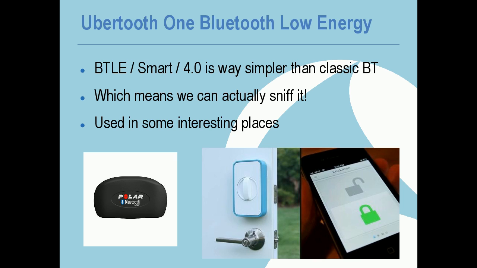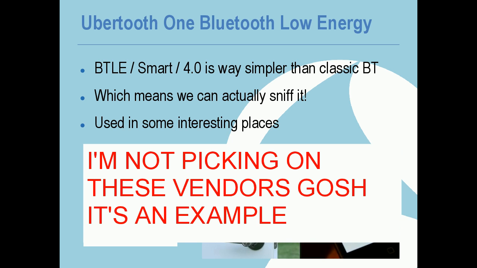Now, the Ubertooth 1 Bluetooth low energy mode is quite a bit richer. Bluetooth low energy goes by many names. It's called Bluetooth low energy, BTLE, Bluetooth Smart, or sometimes incorrectly Bluetooth 4.0. It's way simpler than classic Bluetooth. We can actually sniff it pretty effectively, and I've got some injection code in the works. It's used in some interesting places. On the left, we've got a heart monitor. On the right, we've got a wireless door lock. It's also used in a lot of sports equipment. I also have to say, I'm not picking on these vendors. These are just examples.